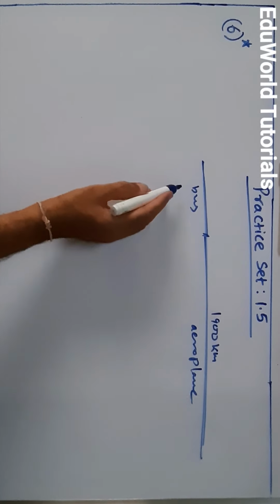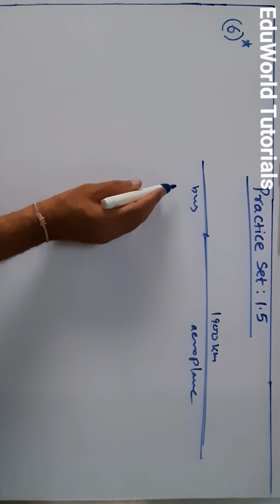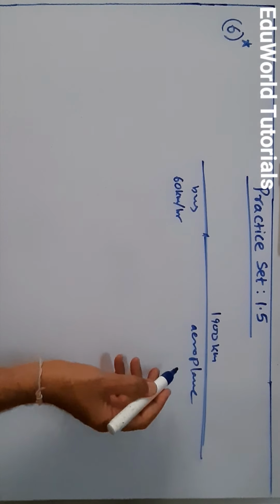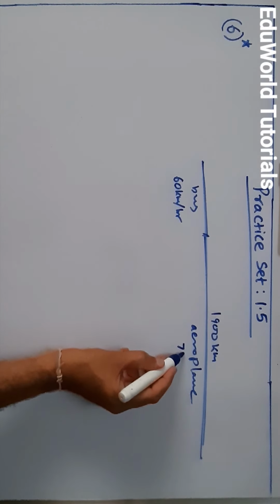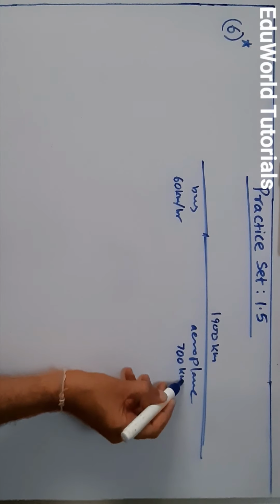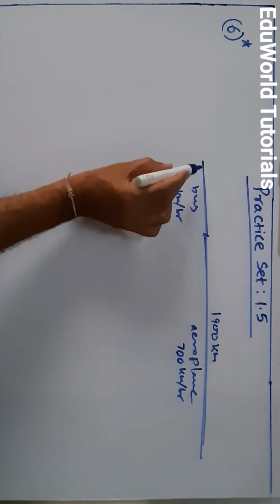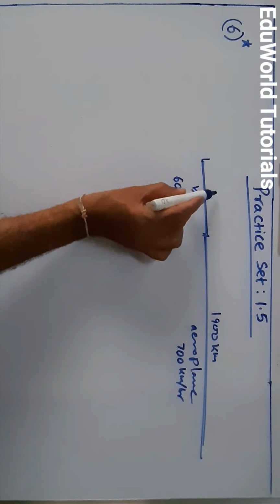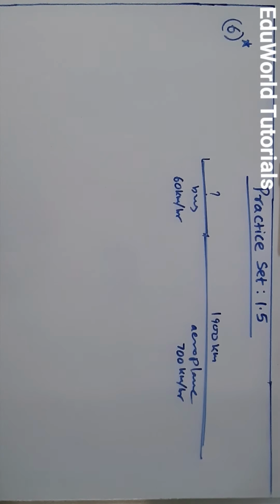The average speed by which the bus travels is 60 km per hour, whereas the aeroplane, naturally very fast, is traveling at a speed of 700 km per hour. Now we have to find out how much is the distance which is traveled by bus by Vishal. This distance we have to find out.